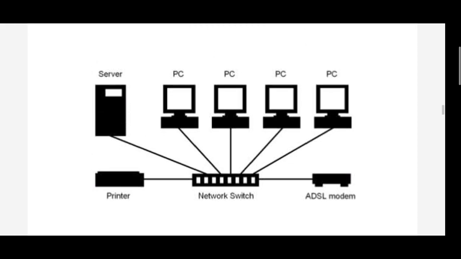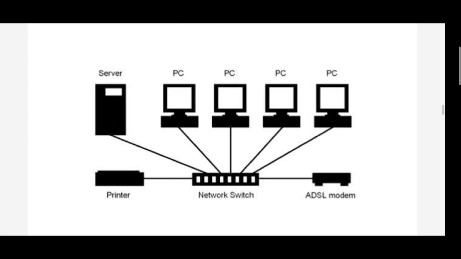These are all the pieces. This is the server. This is a network switch. This is a modem for ADSL. This is a printer. Here, any PC connected to the server, any PC connected to the network and internet, and any PC connected to the printer, is connected through the network switch.